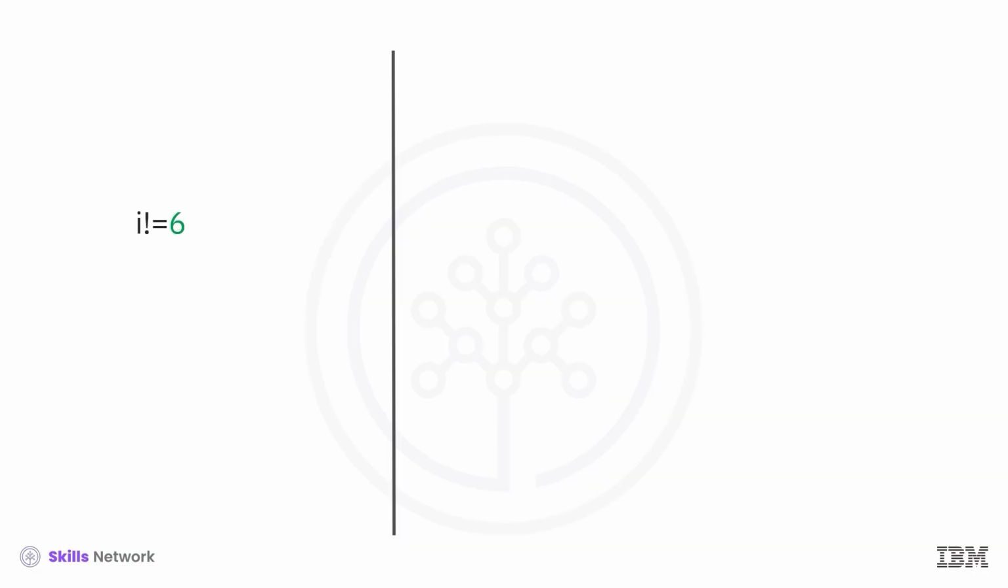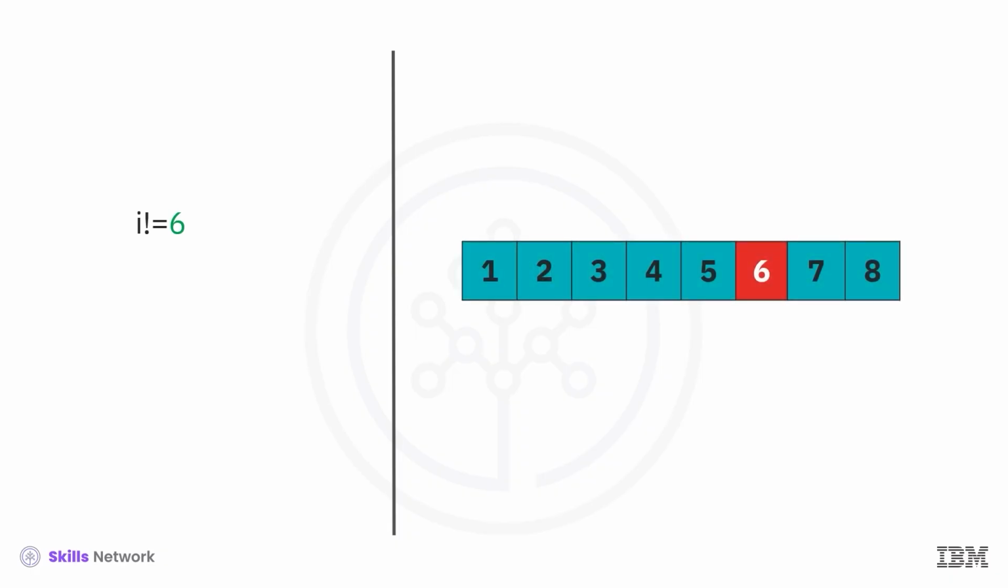The inequality test uses an exclamation mark preceding the equal sign. If two operands are not equal, then the condition becomes true. We can use a number line. When the condition is true, the corresponding numbers are marked in green and red for where the condition is false. If we set I equal to 2, the operator is true as 2 is not equal to 6.